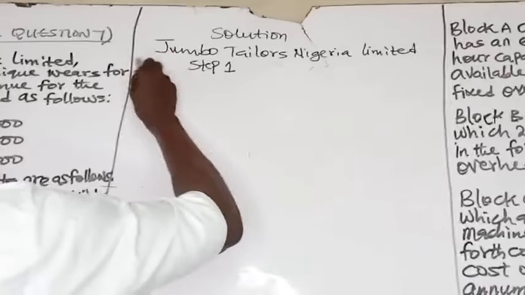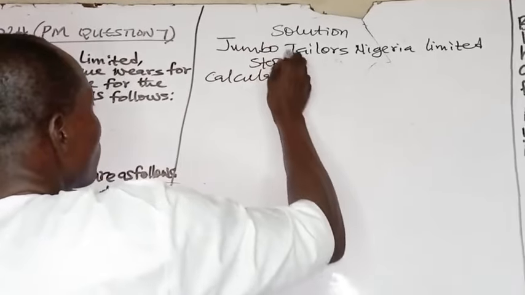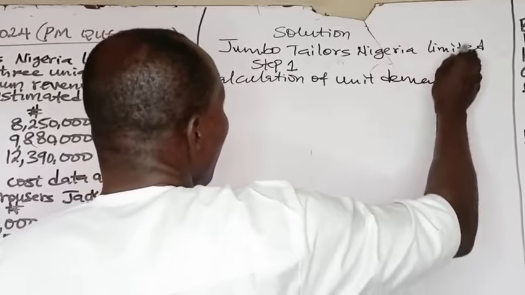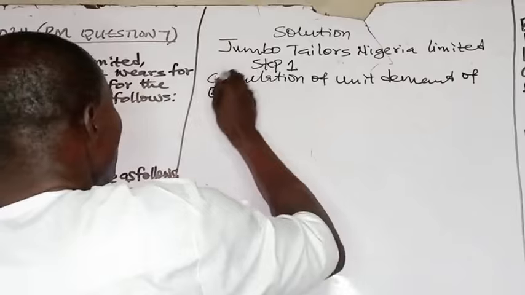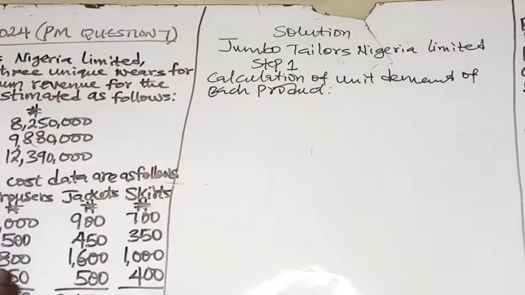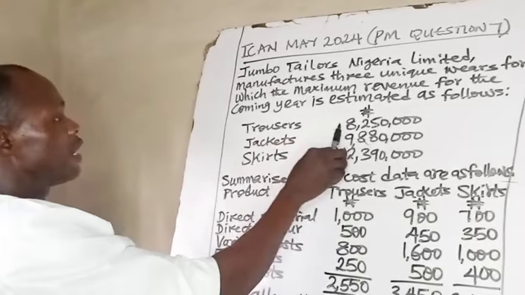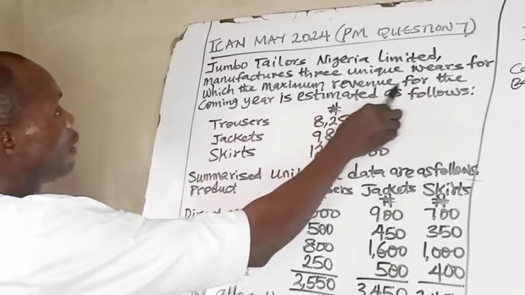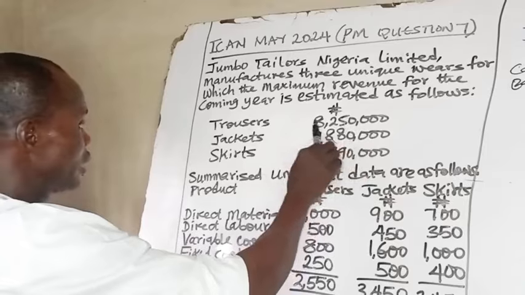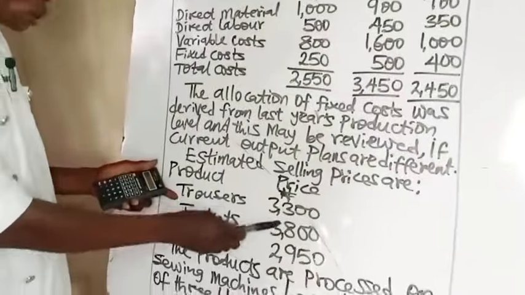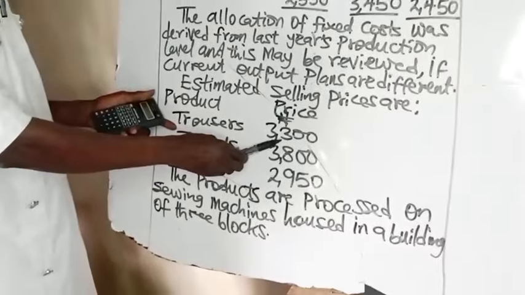Calculation of unit demand of each product. The first product we have is trousers, 8,250,000. That is the total revenue. You have been told the maximum revenue for the coming year. So this is the revenue from trousers. And you are equally given the selling price of trousers to be 3,300. To get the number of units demanded, you divide the revenue by the selling price.